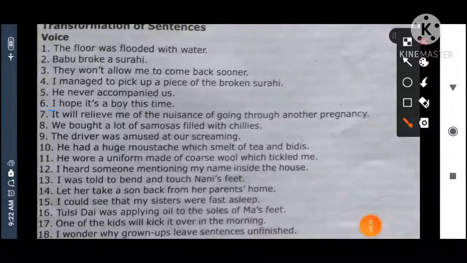I hope it's a boy this time. Now the sentence will be like this: it is hoped. होप यानी कि वर्ब है, प्रेजेंट में है. So it is hoped that it's a boy this time. जो चेंजेस होगा ना यहाँ पे होगा, it is hoped that it is a boy this time.